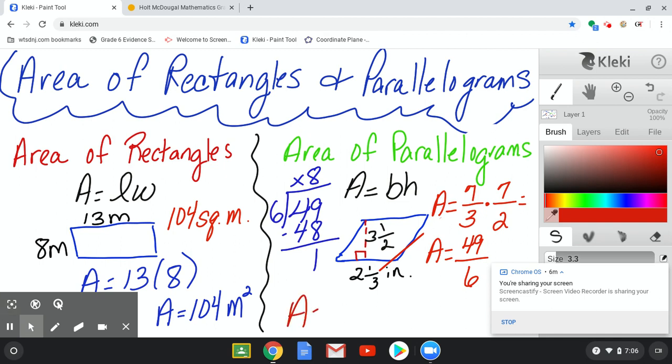So the area is 8 1/6. Our unit is inches, and don't forget, area is always squared. So the area of this parallelogram is 8 1/6 inches squared.